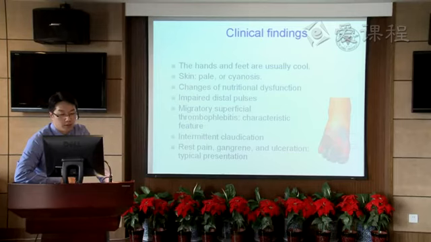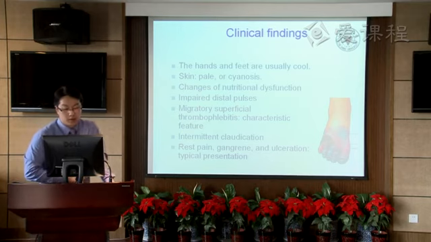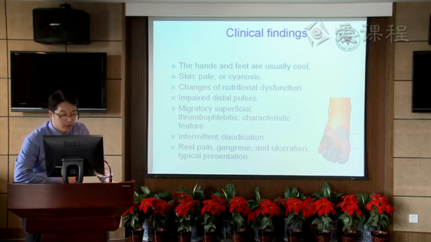The dysfunction changing is in, and we touched the distal pulses. And the most characteristic feature is the migratory superficial lumbar phlebitis, and the patient complains of intermittent claudication and left pain, gangrene, and ulceration.